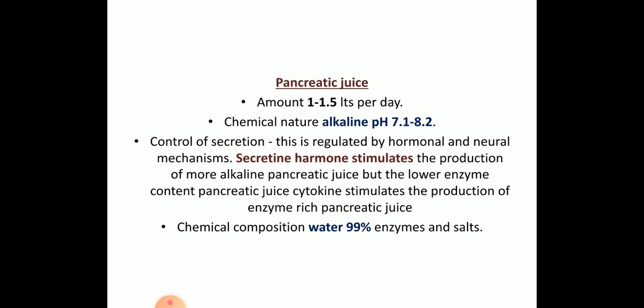About the pancreatic juice: it is secreted around 1 to 1.5 liters per day, its chemical nature is alkaline, and the pH is 7.1 to 8.2. Control of secretion is mainly hormonal and neural. With secretin hormone stimulation, the production will be higher. Chemical composition is 99% water, enzymes and salts.